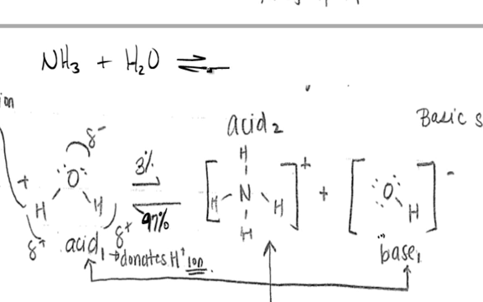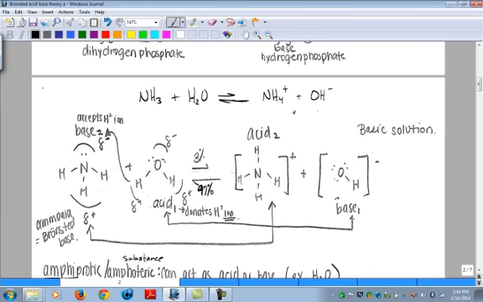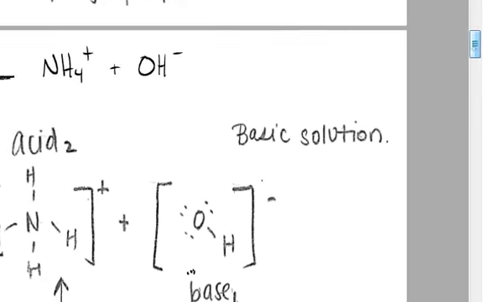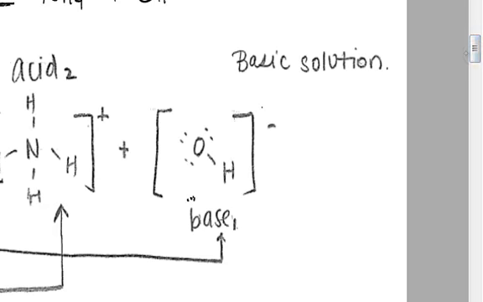I'll make the reverse arrow a little bit longer just to indicate that at equilibrium the reactants are favored based on just how weak this base is. So that forms ammonium and hydroxide. So you can see when ammonia is bubbled into water or reacts with water, the hydroxide concentration of the solution goes up, and that forms a basic solution. Ammonia solutions are basic.